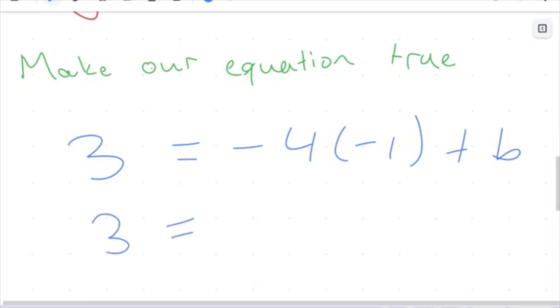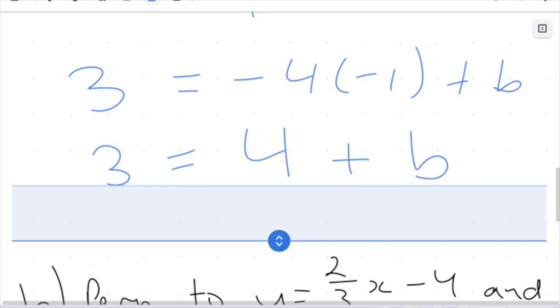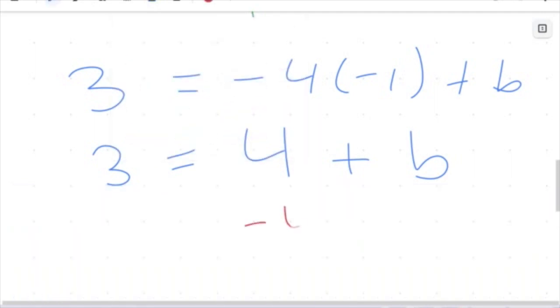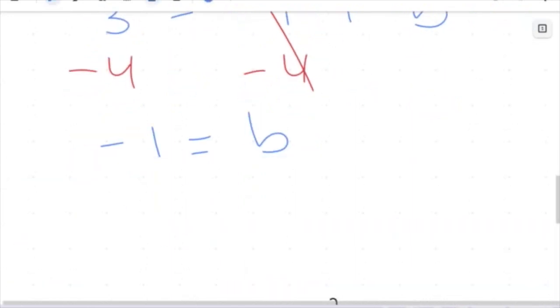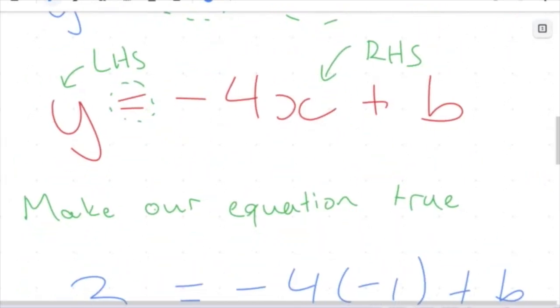So -4 times -1, that just gives us 4, plus 4 plus b. And now to solve the equation, we just want to get b on its own. So we're going to subtract 4 from each side to balance this equation, and that gives us b on its own on the right. And we get -1 on the left hand side.